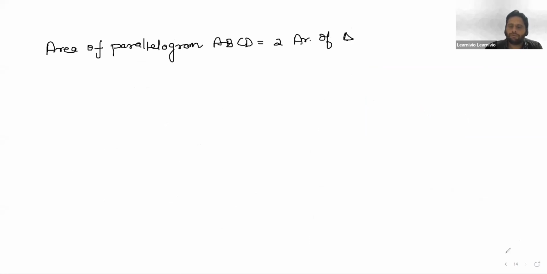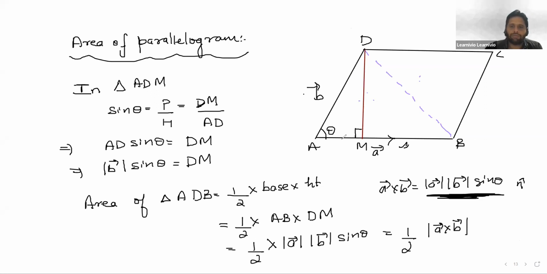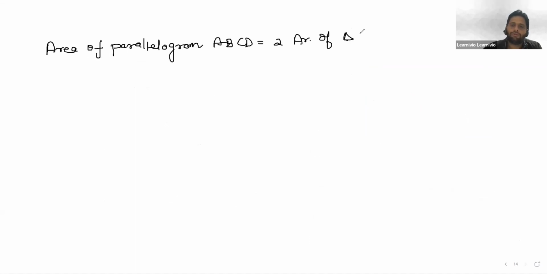Okay. Now we need to find the area of parallelogram ABCD. This is equal to twice the area of triangle ADB. So this is 2 into 1 by 2 A cross B, which is equal to A cross B.